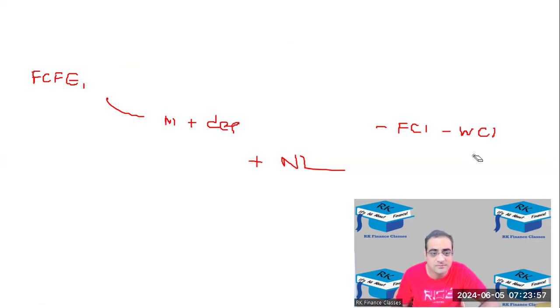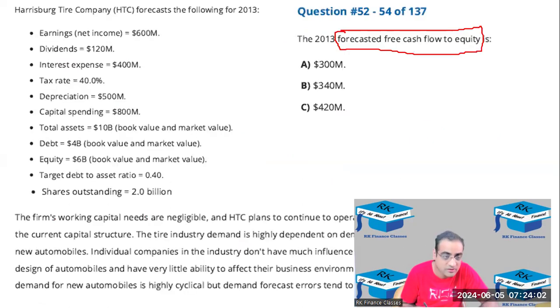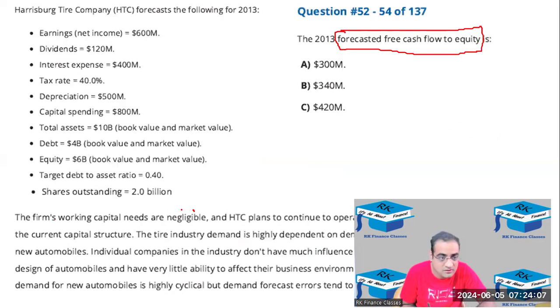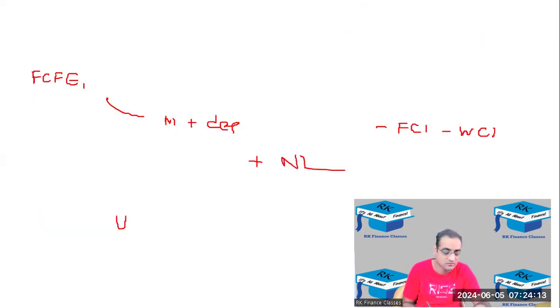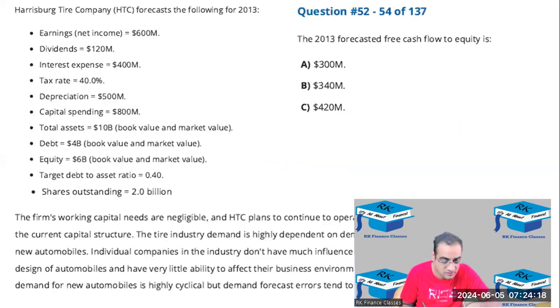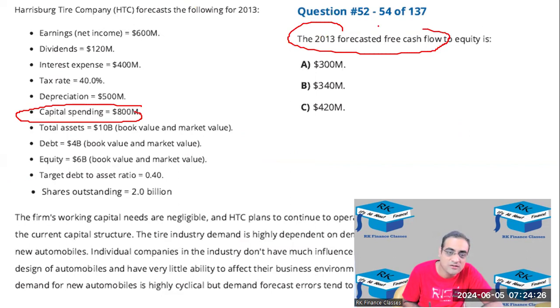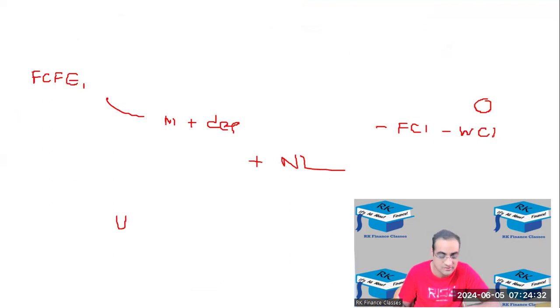So let's see the net income plus depreciation, and what Vedant said was right. They mention over here that working capital needs are negligible. That means working capital investment is going to be zero, so this term is going to be zero. Let's come to the capex, FCI. They mention somewhere that capital spending is 800 million, and this is for 2013, the same year. The forecasted cash flow asked is for 2013 and this is given for the same. So capex is 800 million. Let me write over here 800 million.